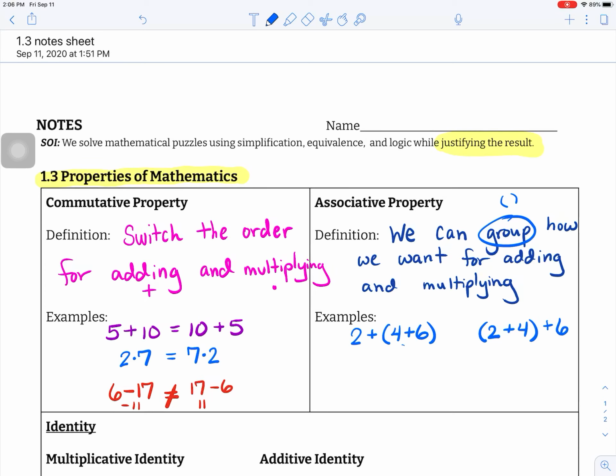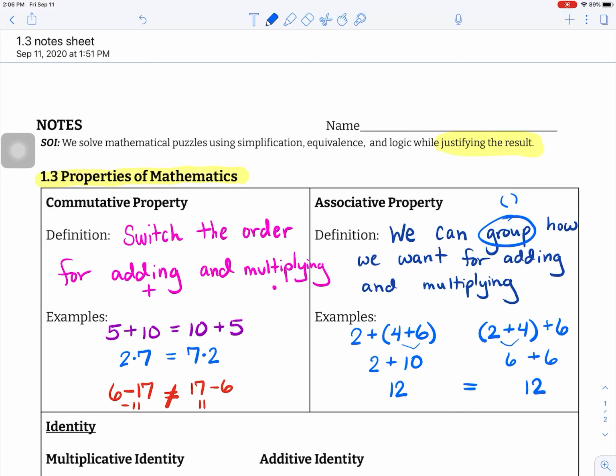So according to GEMS, I do the parentheses first, 4 plus 6, and 2 plus 10 is 12. Over here, the parentheses have shifted, right? We grouped them differently. 2 plus 4 is 6. 6 plus 6 is 12. Oh, check it out. 12 equals 12. Okay, same thing is true for multiplication. But as we saw in that Canvas quiz, if you throw a minus sign somewhere in there, it does not work out so well.